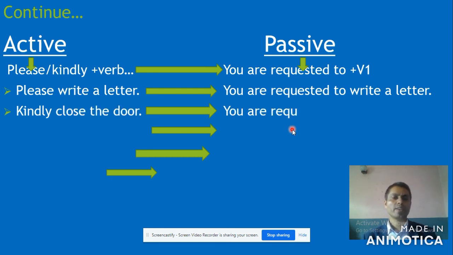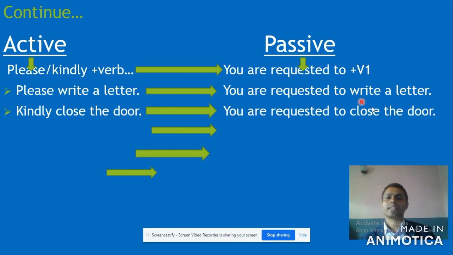Now let's go to the next one. Kindly close the door. In passive, you can write from here, you are requested, you can write you are requested to, then verb 1. What is verb 1? To close. You are requested to close the door. Then look at the next one.